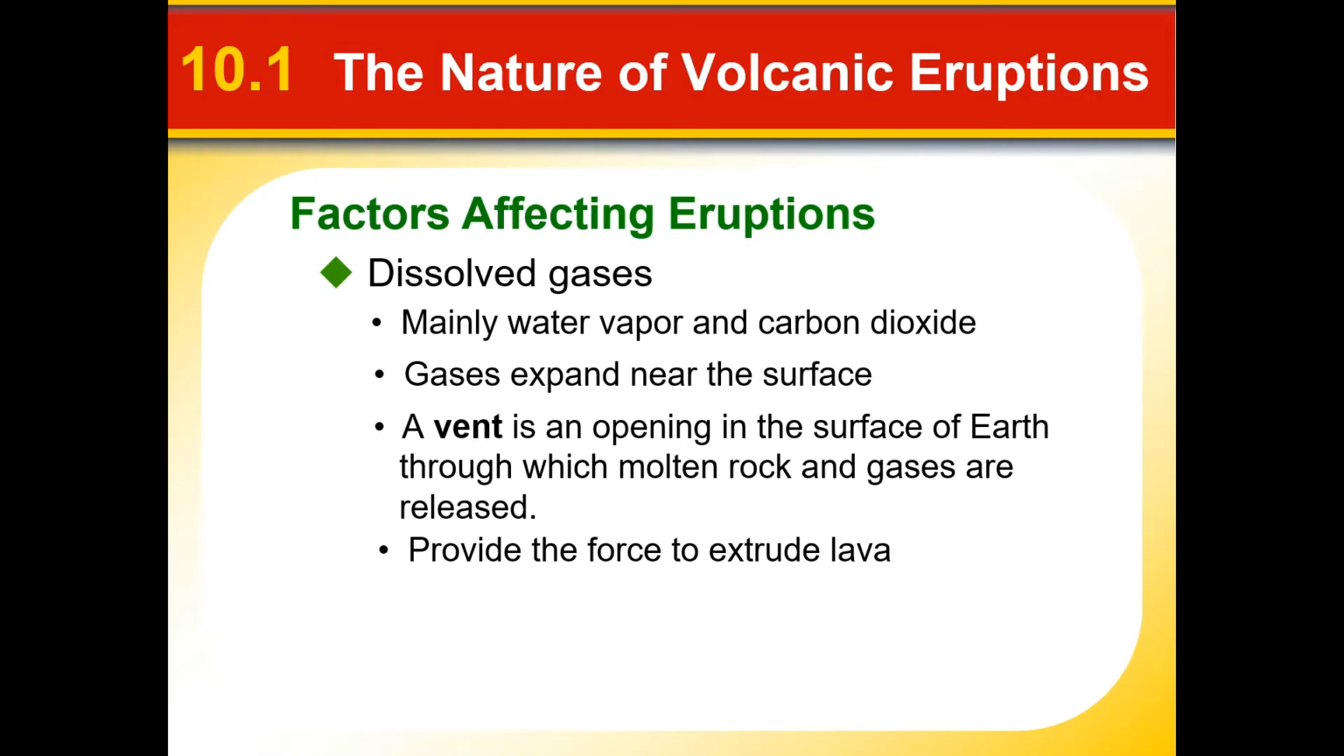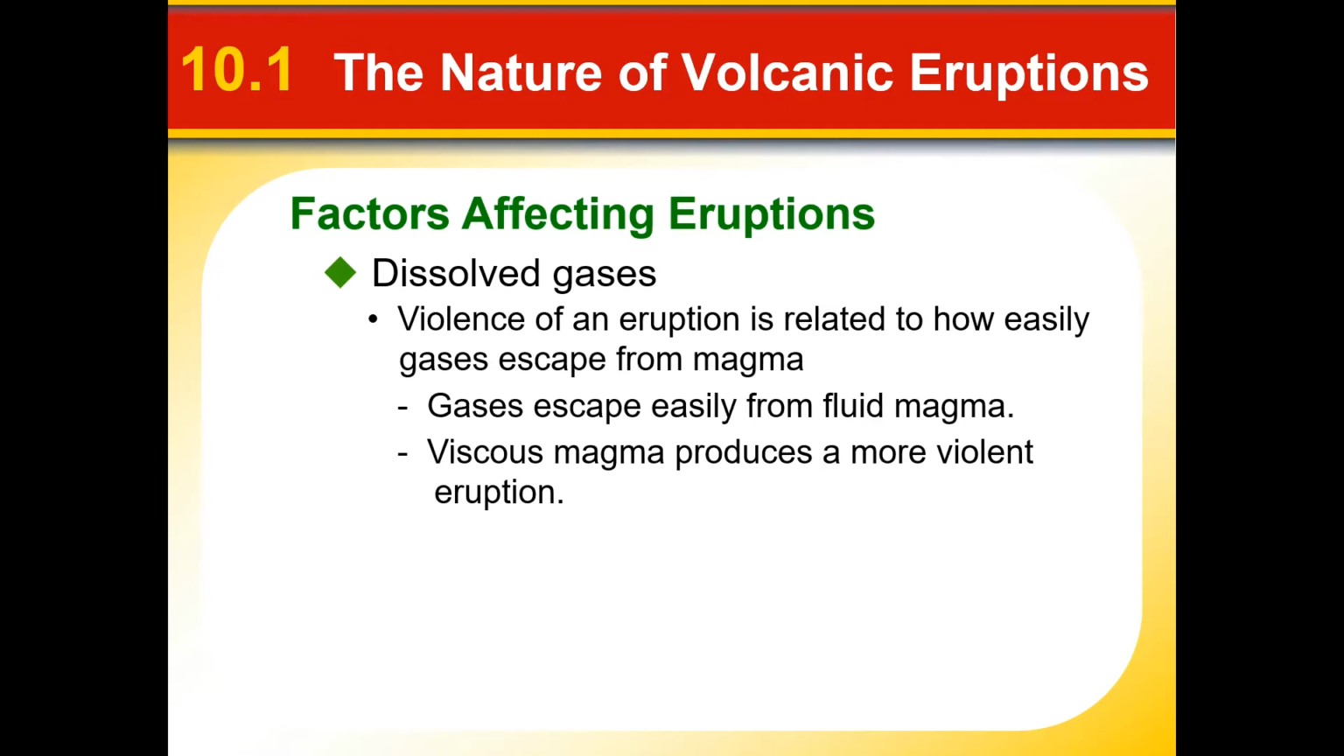So gases expand at the surface, and a vent is an opening in the surface of the earth through which molten rock and gases are released and provide the force to extrude lava. So the violence of an eruption is related to how easily the gases escape. So if there are more vents for your gases to escape, the less explosive your eruption will be.